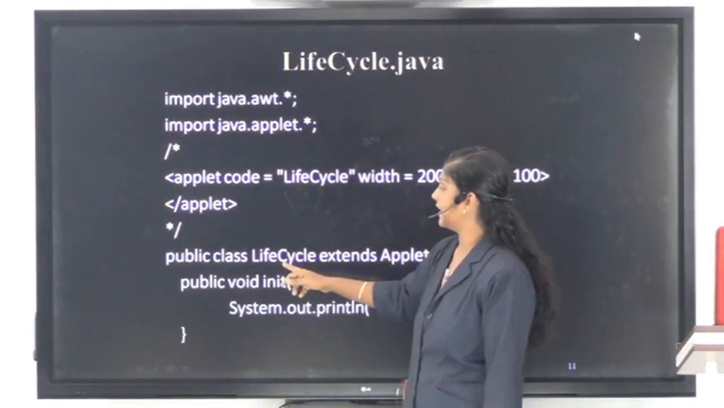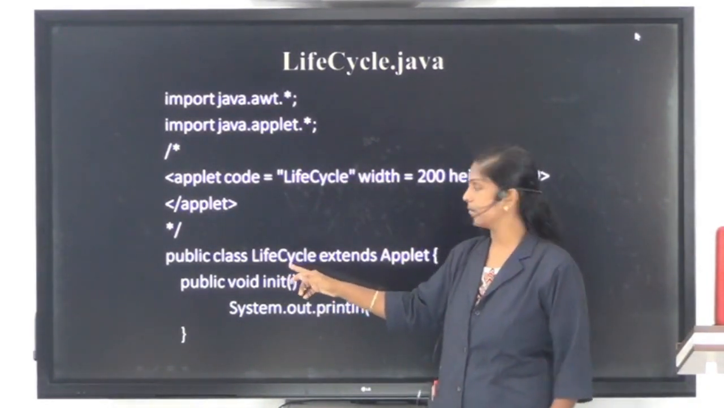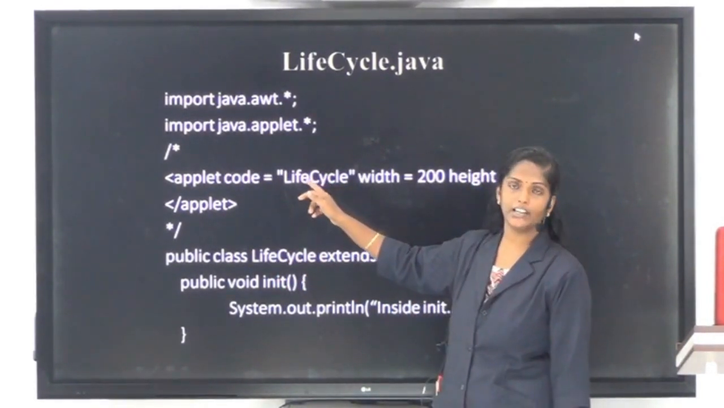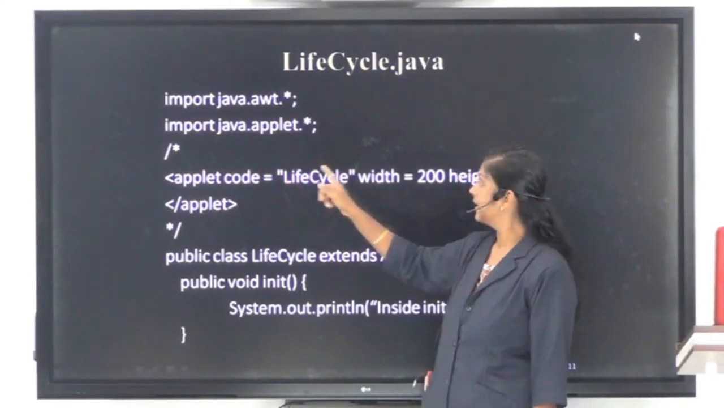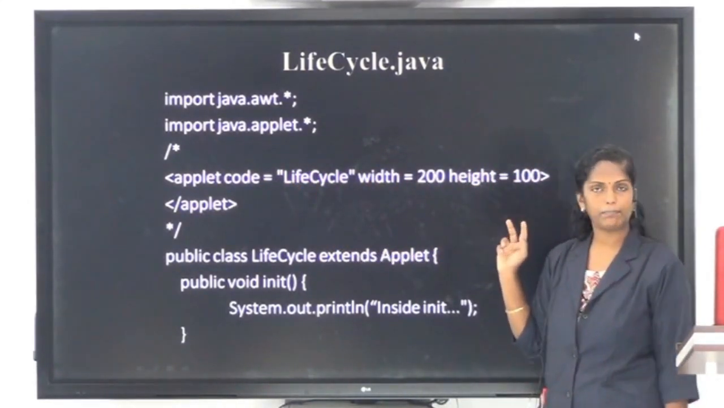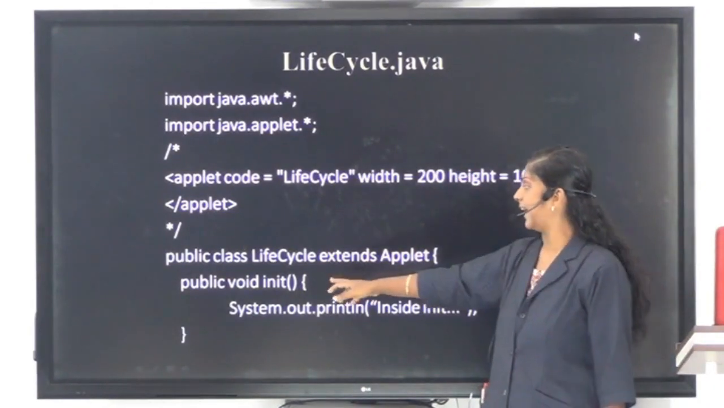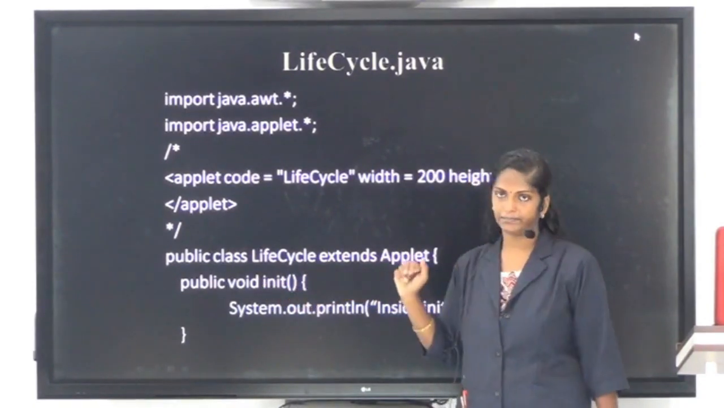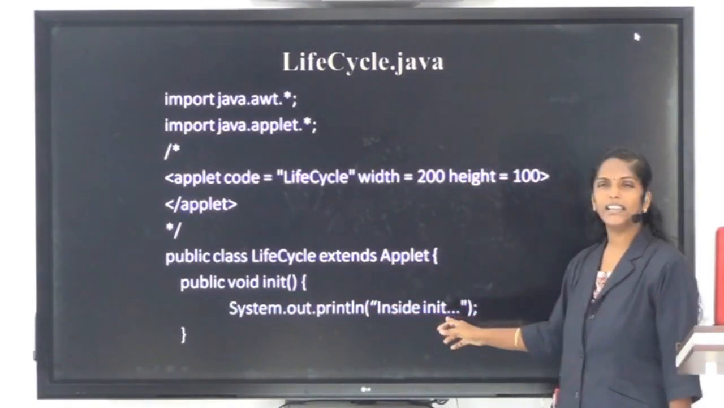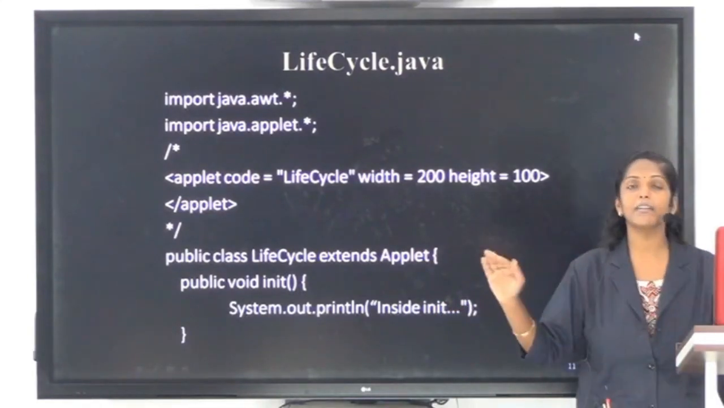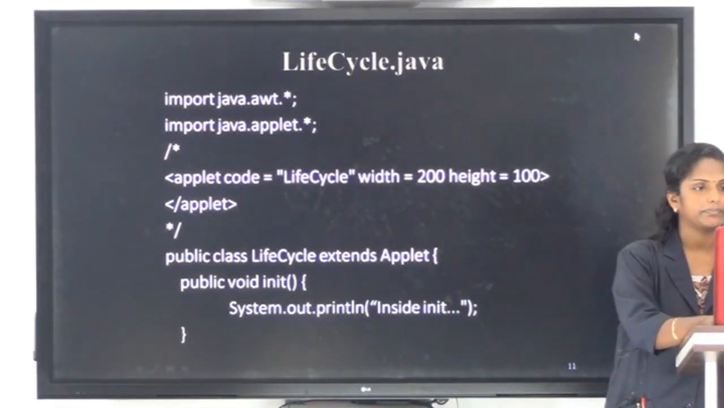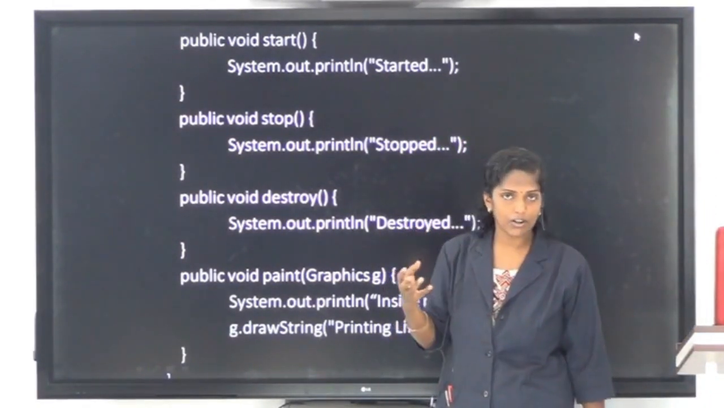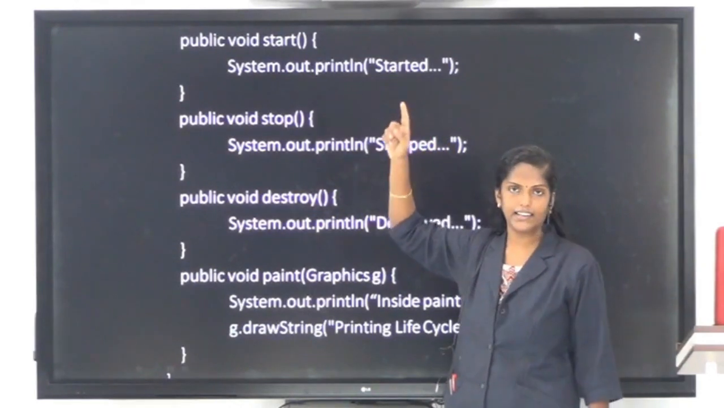Here, when we compile this program, the class file name would be AppletLifeCycle.class. So that class name we need to add in our applet code. Some width and height of the applet container has been specified here, and we are defining each of the methods. First method is public void init. Here we are just printing an output like inside init, and it will be displayed in the console. Next, public void start. When the start method is called automatically, this message will get printed in our console.